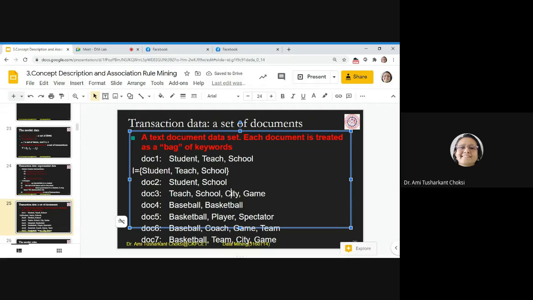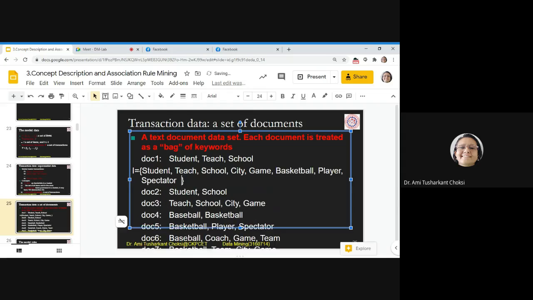Fine. Now teach and school, that is already available. Student and school, that is also already available in this item set. So let us consider city, game, right? So let us consider these two, put it in the item set, right? After that, what is the case? We'll consider the basketball, right? Let us copy from here because here basketball is there. Okay, so we are adding it in this I.